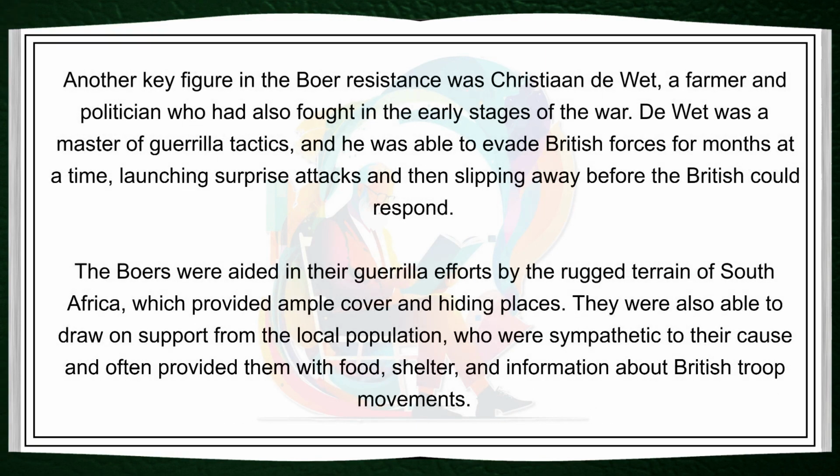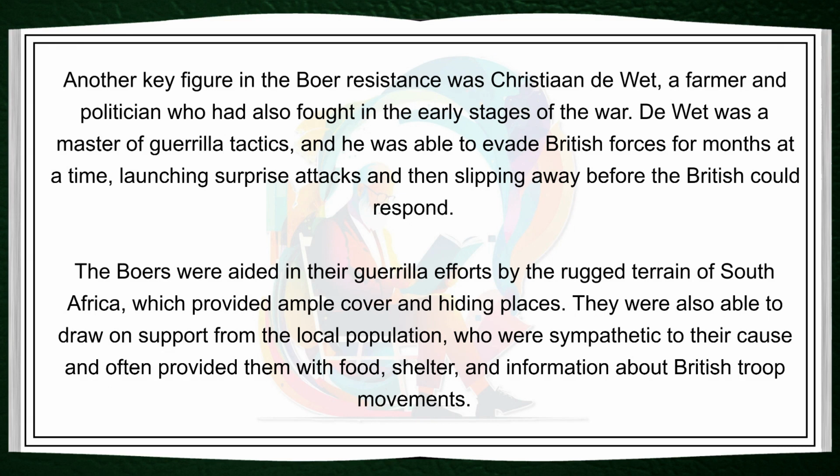Another key figure in the Boer resistance was Christian de Wet, a farmer and politician who had also fought in the early stages of the war. De Wet was a master of guerrilla tactics, and he was able to evade British forces for months at a time, launching surprise attacks and then slipping away before the British could respond.